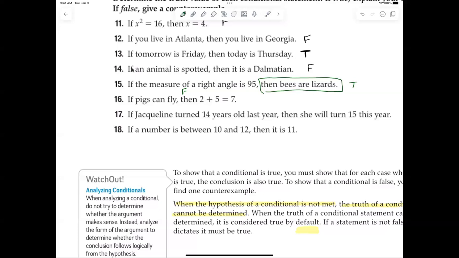If the measure of a right angle is 95 degrees, we know that's false. So by the rules of logic, it doesn't matter what comes after it. It's automatically true. If pigs can fly, well, what's true about pigs flying? They don't. If pigs can fly, that's false. Does it matter what comes next? No, it's automatically true.